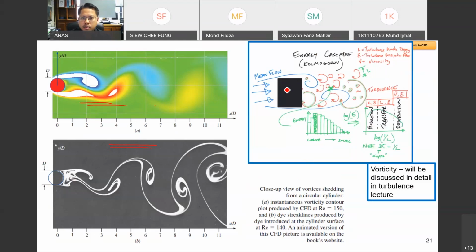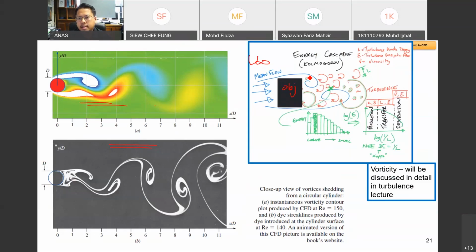So we have an object. This is our object. And we have a mean flow, meaning that this is at free stream velocity, u free stream. When the flow passes through an object, what you're going to have is the vortex. This is an eddy. It can be vortex, it can be eddy. Basically, eddy or vortex just means that the flow is curling or mixing together.